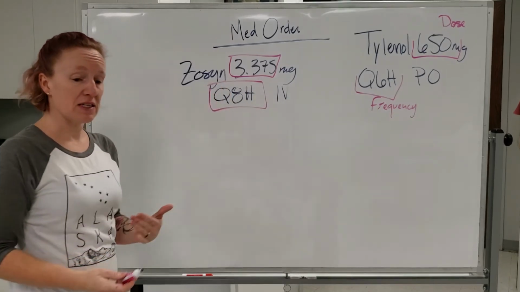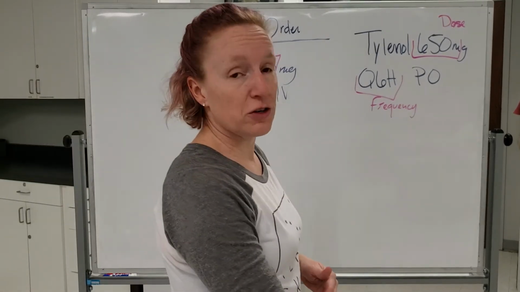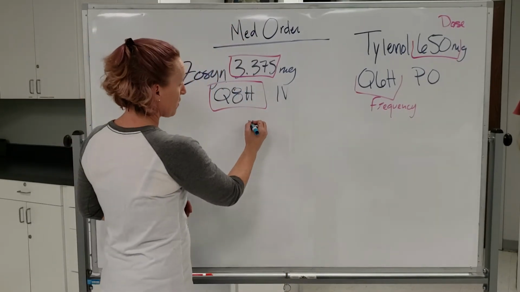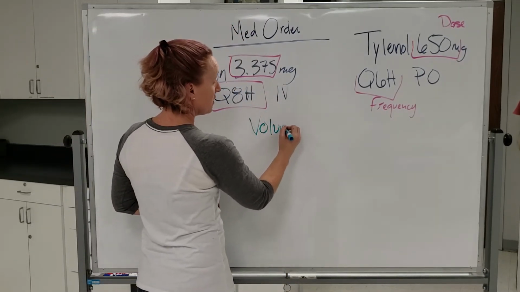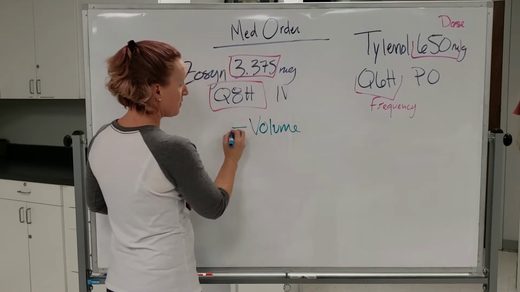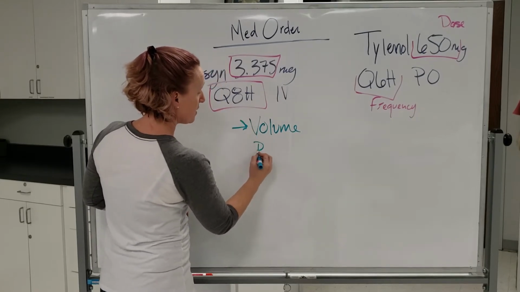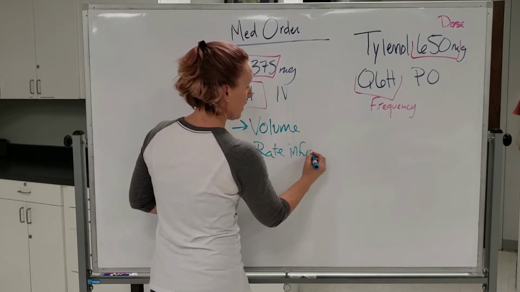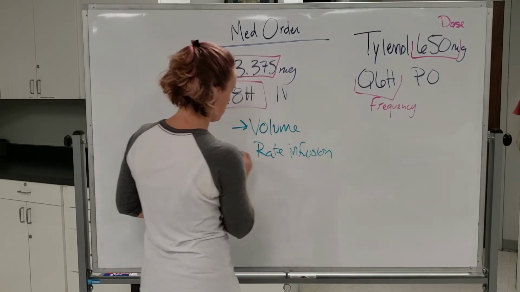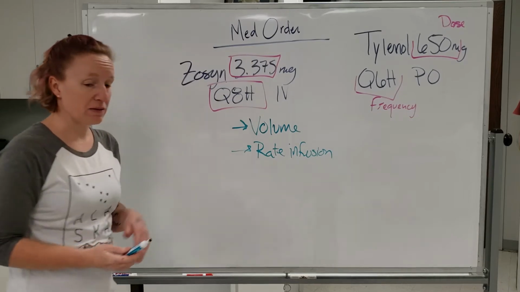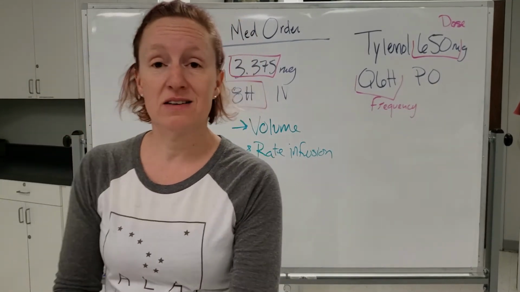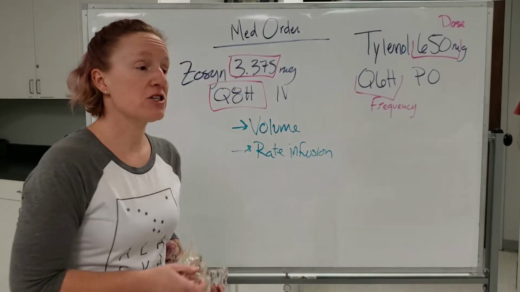Now, when it comes to IV medication, there's a few extra things that we need to know about. We need to know the volume that the medication is in and the rate at which the infusion is supposed to be. How fast do we want to give that medication? All right, this is what becomes really important. Doctors don't always know what the volume is that medications come in.